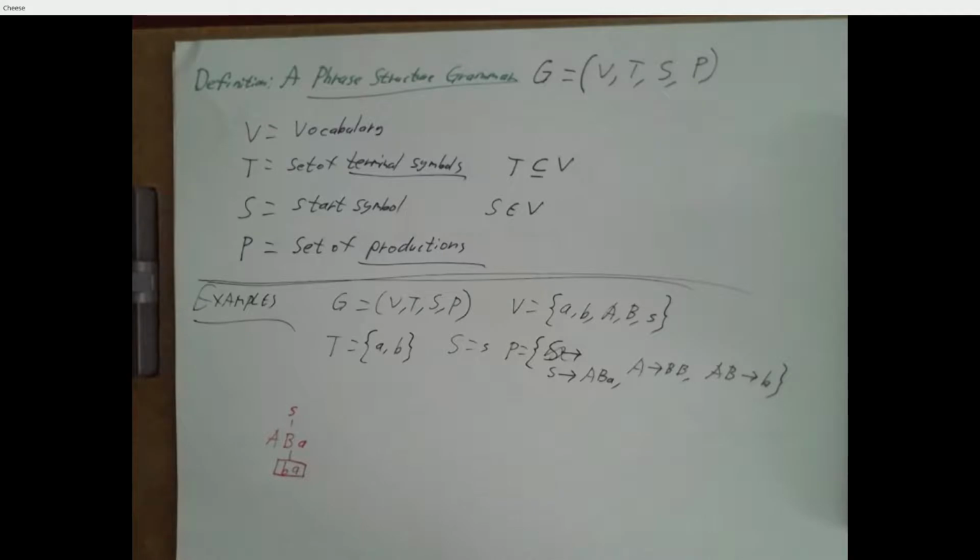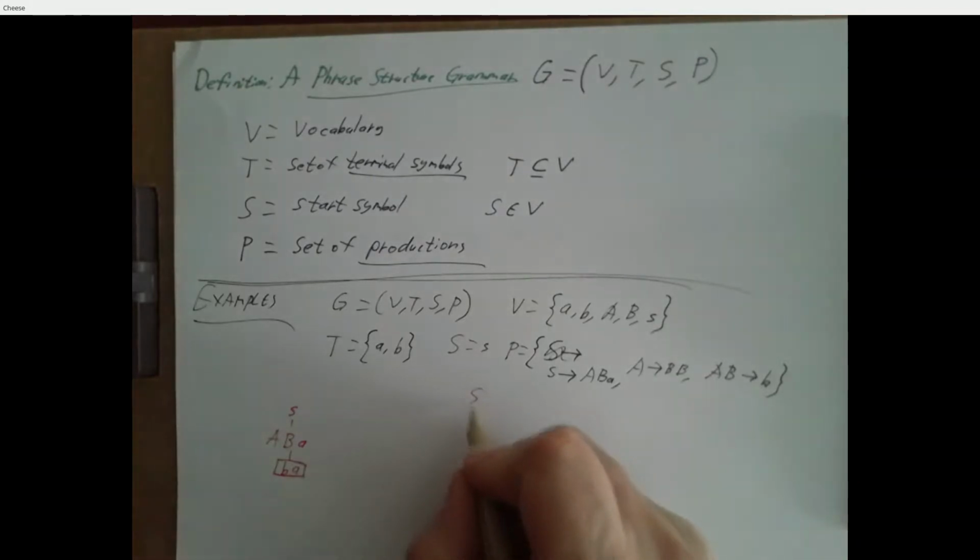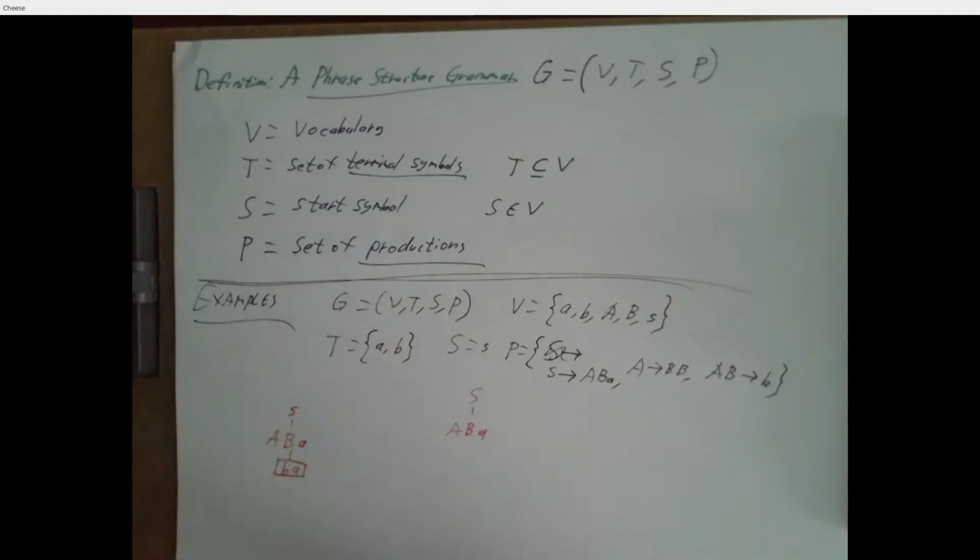Was there anything else we could have done that would have been a valid word? So we could have tried S goes to A, B, little a, and we could say A gets replaced by B, B. But there's no production rules that help us with that. So with this, it looks like this is the only thing in our language.